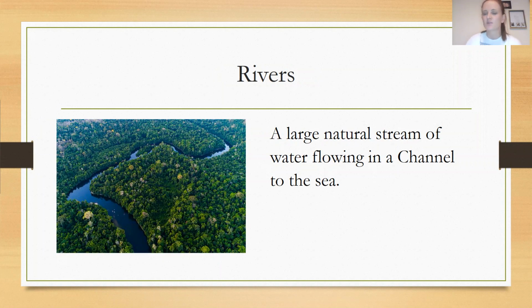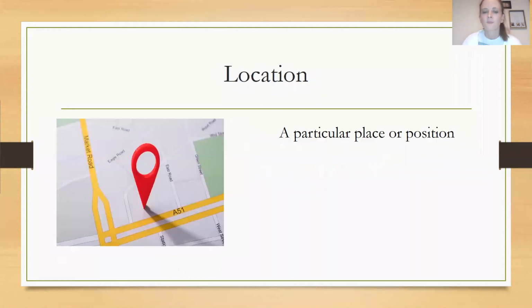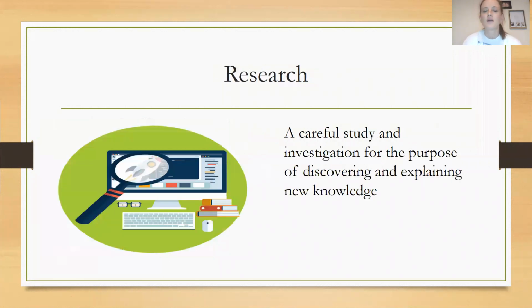So we have actually done a bit on rivers before, but that just gives you a bit of extra information. Location is a particular place or position. So where something is located. And research is a careful study and investigation for the purpose of discovering and explaining new knowledge.